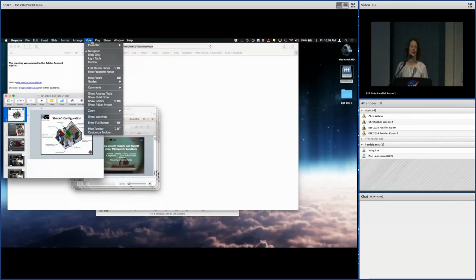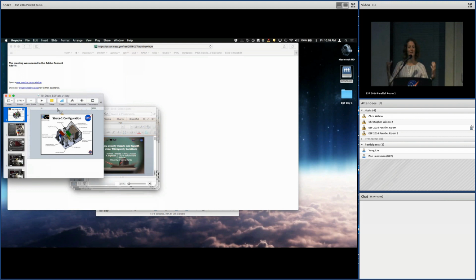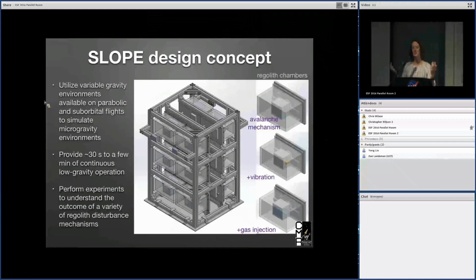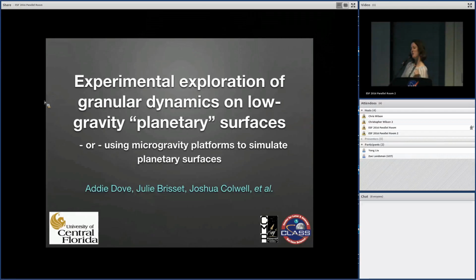So I'm going to transition from talking about why we need simulants to simulate what we're trying to understand on these asteroids to why we need actual environments. Can you go to the first slide, please? Sneak peek. Why we need environments that are also reproducing these asteroid environments, these low gravity environments.